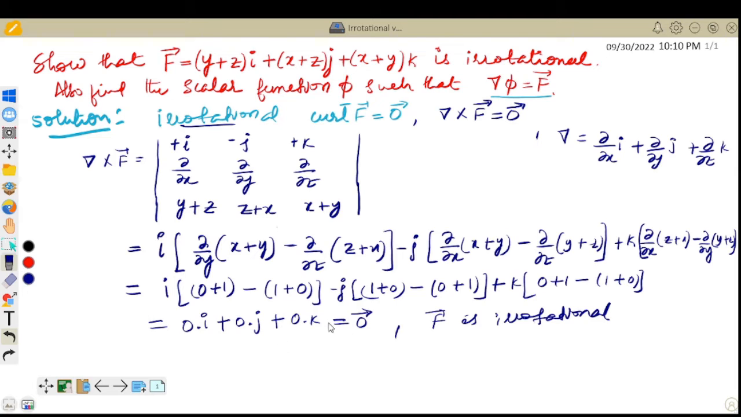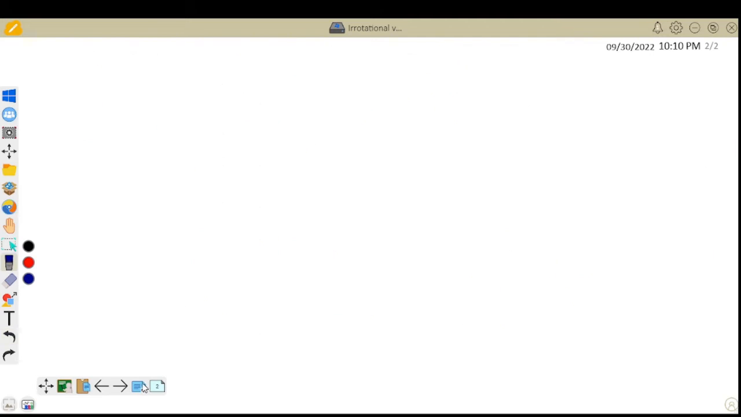Okay, fine. So what is the next step? We need to find a scalar function phi such that del phi is equal to vector f. Look, you need to take del phi equal to vector f. You know del phi value: dou phi by dou x i plus dou phi by dou y j plus dou phi by dou z k is equal to vector f.